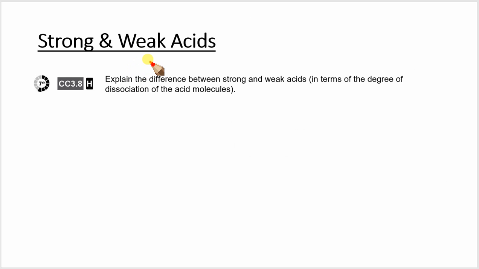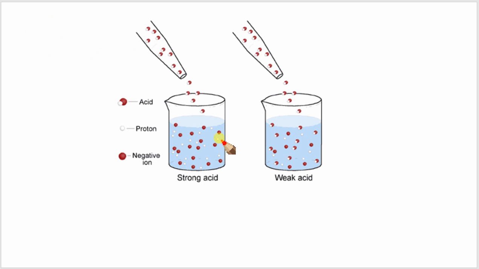In this video we're looking at a different idea. We're looking at the idea that acids can be classified as being either strong or weak. So we're going to understand what that means in this video. So I'll give you some time to have a look at this graphic.